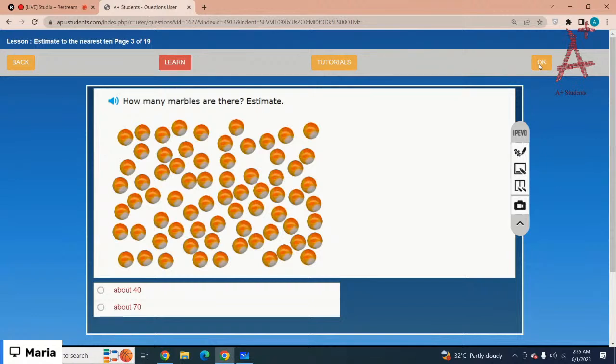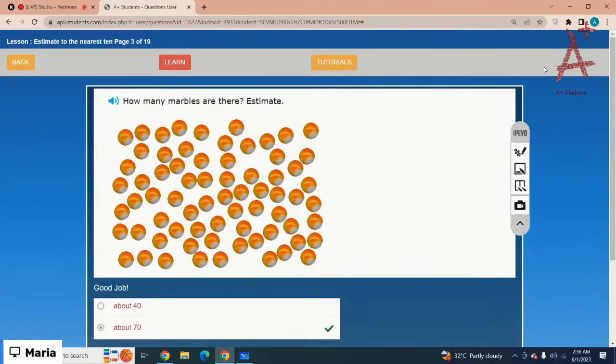Okay, the next one is, how many marbles are there? About 40 or about 70? Which is the correct option? About 40? No, they look more than 40. That means they are about 70 marbles. Got it? So the correct option is about 70.